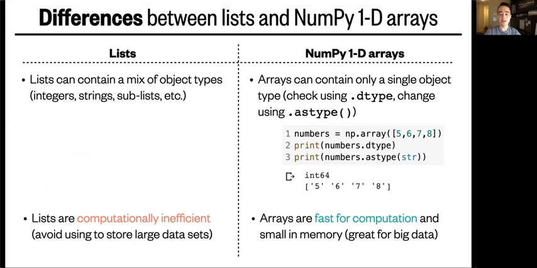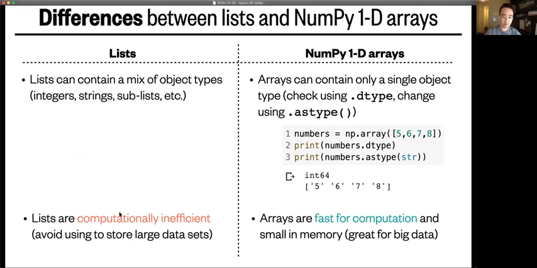Another difference. Lists are very slow when it comes to big data sets, so most of the time we try to avoid them. In contrast, NumPy arrays are built for big data, so they're computationally fast, and they take up as little memory as possible.